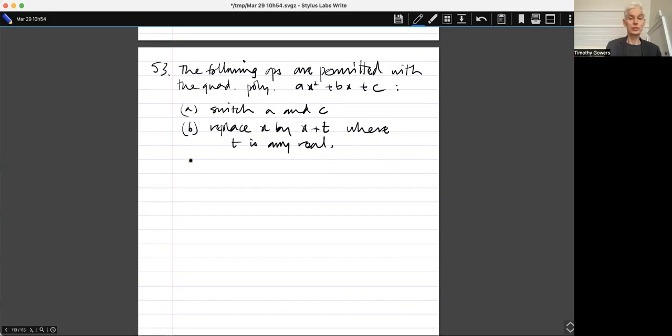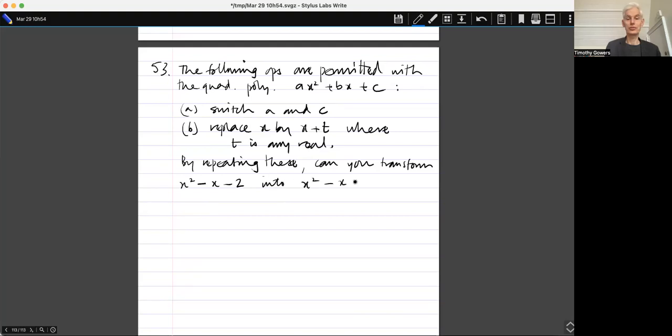By repeating these operations, can you transform x squared minus x minus 2 into x squared minus x minus 1?